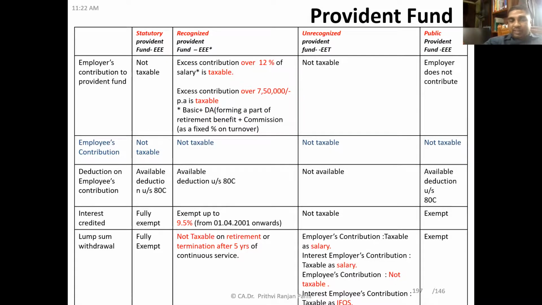Employee's own contribution is not taxable. Deductions are available under section 80C. And coming to interest credit, interest is exempt up to 9.5% per annum. Beyond that, it is taxable. And lump sum withdrawals are not taxable if retirement is made after 5 years of continuous service. If it is not after 5 years of continuous service, then it is taxable. So if it is a recognized provident fund, it is exempt, but subject to certain conditions you have to remember.